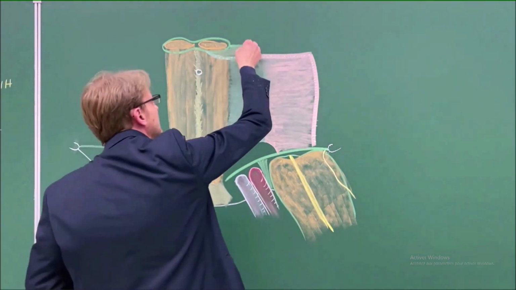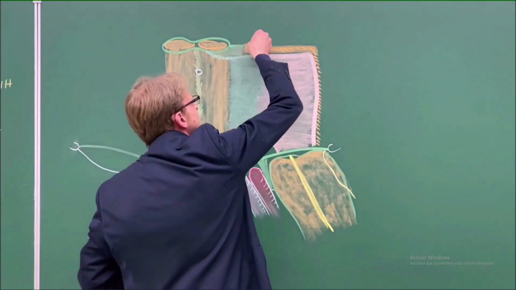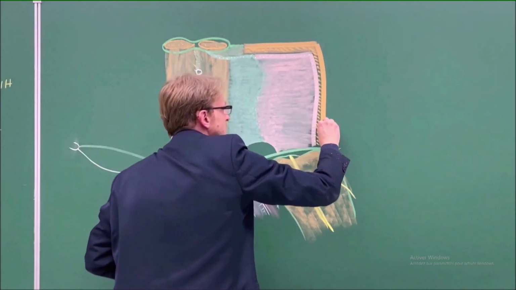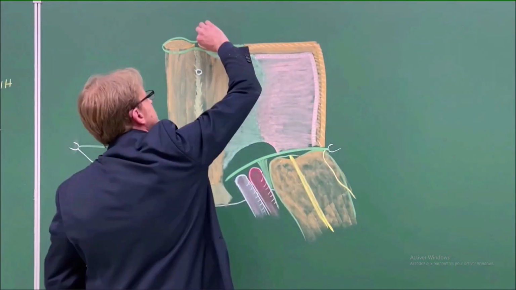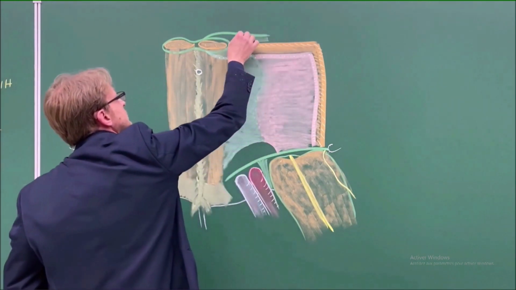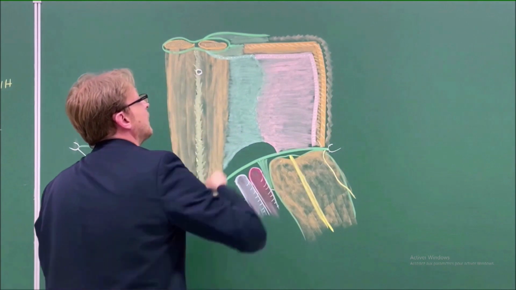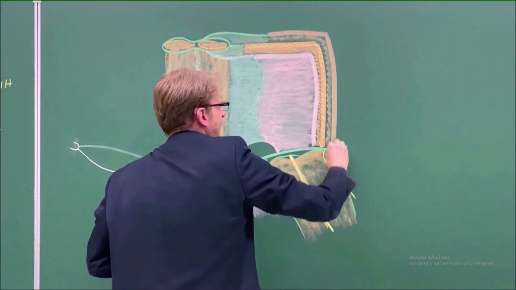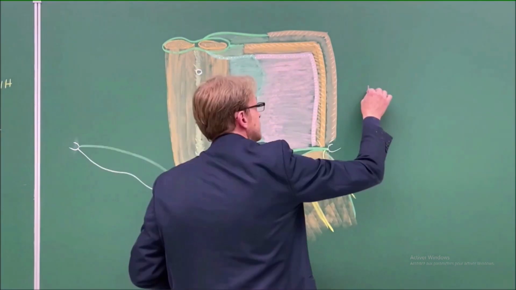Laterally here is the internal oblique muscle, which is also cut right here. And then the superficial one is the external oblique muscle with a very large aponeurotic part in the inferior part of the abdomen, forming the inguinal ligament, of course, which is cut also here.